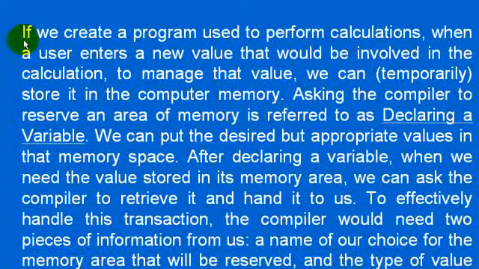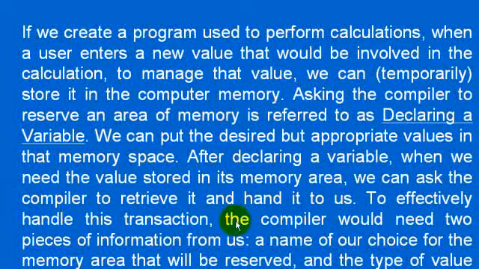Let us take an example. If we create a program used to perform calculations, when a user enters a new value that would be involved in the calculation, to manage that value, we can temporarily store it in the computer memory. Asking the compiler to reserve an area of memory is referred to as declaring a variable. So we can put the desired but appropriate values in that memory space. After declaring a variable, when we need the value stored in its memory area, we can ask the compiler to retrieve it and hand it to us.